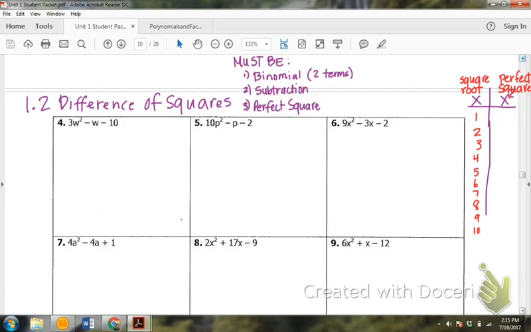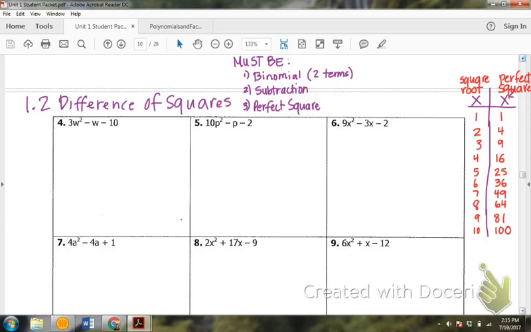What is 1 squared? I was hoping more than one person would know that one, but I see we have some work to do. 1 squared is 1. 2 squared is, that means 2 times 2, right? 3 squared is 9. 4 squared is 16. 5 squared is 25. 6 squared. 7 squared. 8 squared is 64. 9 squared is 81. And 10 squared.